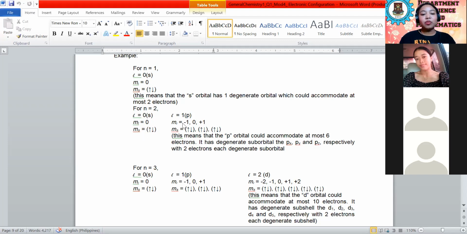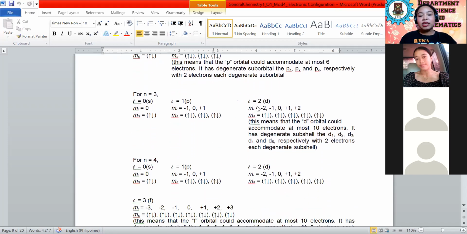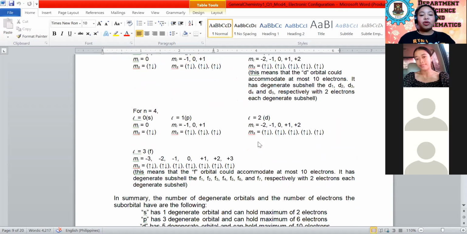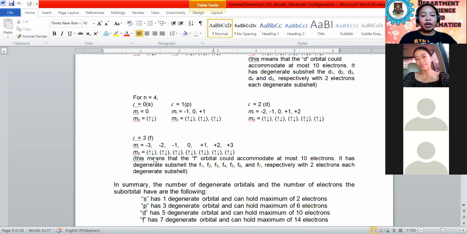For L is equal to 1, we have 3 beds, so we have 3 pairs of going up and down. For L is equal to 2, we have 5 beds, so we have 5 pairs also. For L is equal to 3, we have 7 pairs, 7 beds, so we also have a maximum of 7 pairs.